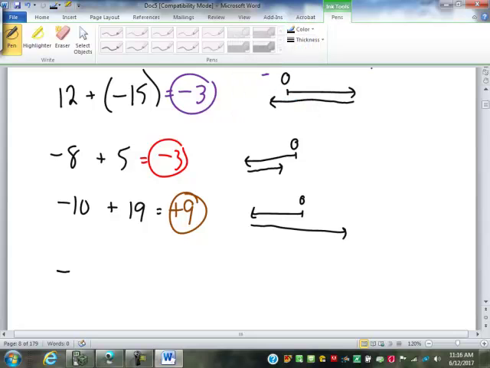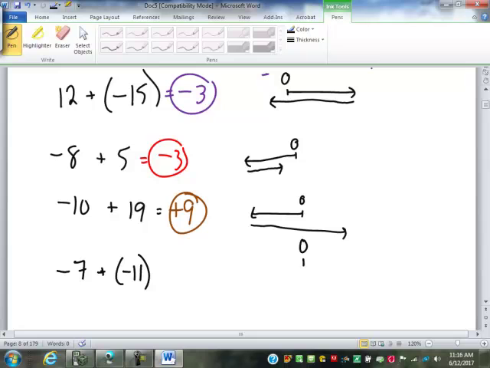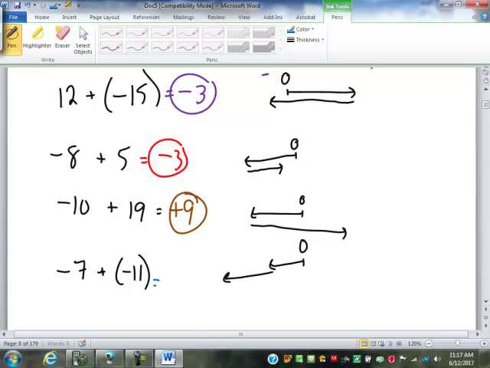I might have a negative 7 plus negative 11. So now again, here's 0. Negative 7 goes this direction. Negative 11 goes the same direction. So that picture is telling me I'm obviously on the negative side of 0. The arrows go the same direction, so I add the magnitudes. 7 and 11 makes 18, so my result is negative 18.